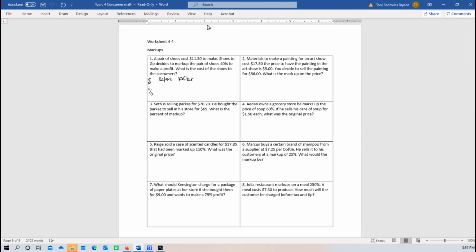So before the markup, it's $11.50, and the before is always the starting. It's 100%. All right, and we decide to mark it up 40%, which means the consumer is actually going to pay 140% of the cost, 40% more, and we don't know how much it's going to be. That's why we're doing our proportion. So we're going to put that X on top.